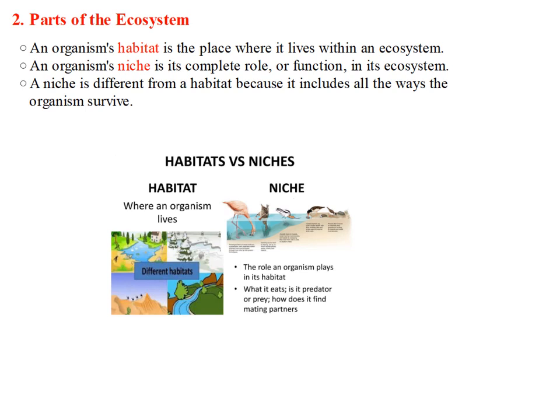If we look at the picture below, we can see that we have a comparison between a habitat and a niche. A habitat is where an organism lives. A niche is the role an organism plays in its habitat. For example, what it eats. Is it a predator or a prey? How does it find mating partners?